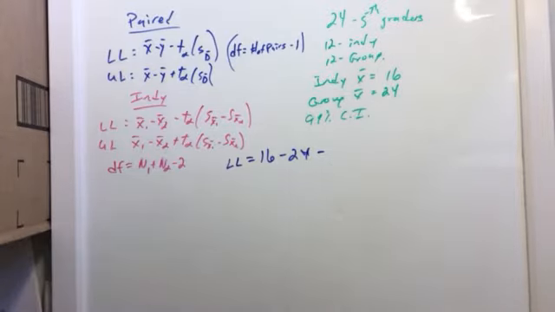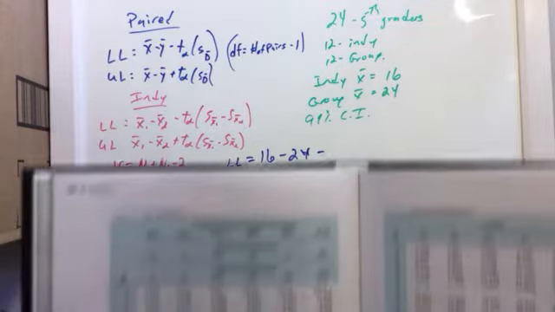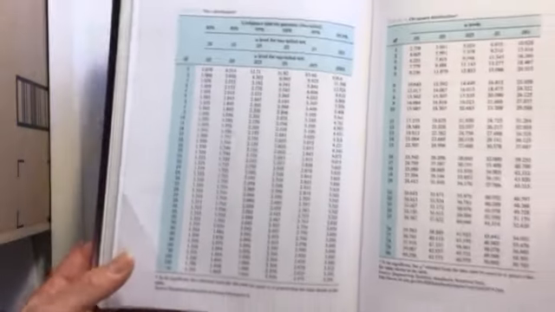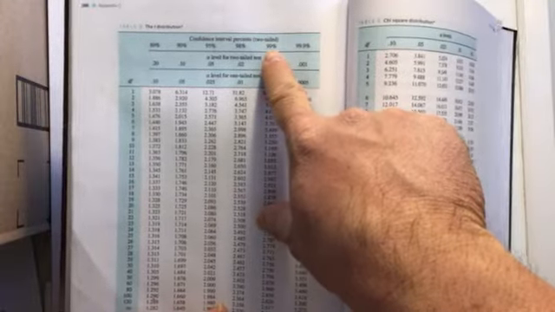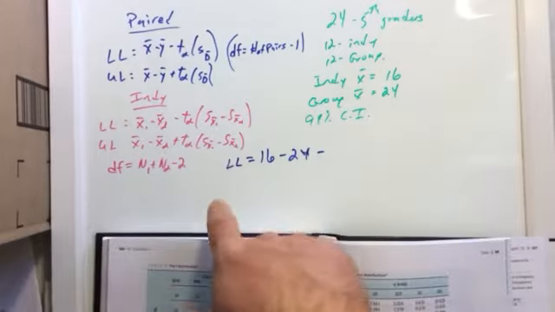Where are we going to get our t value? Well, where we always get our t values, we go to our t distribution. We know we're dealing with a 99% confidence interval. So what does that mean? You stick up here at 99%. What do we need to know? We need to know degrees of freedom.